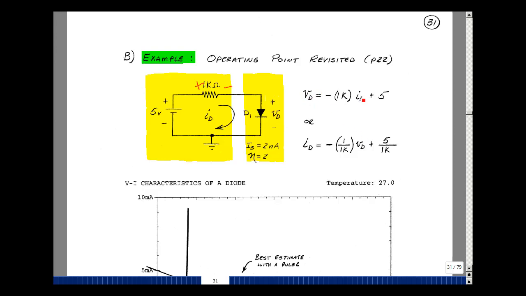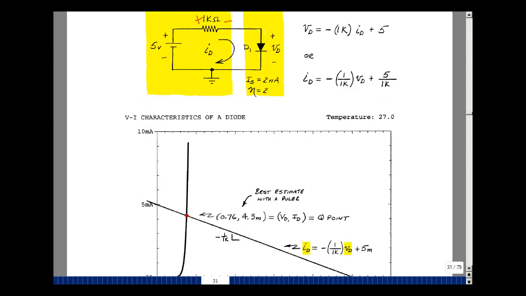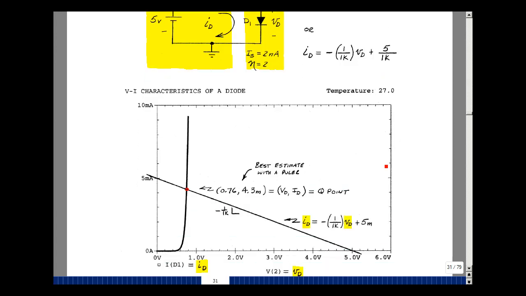So let's solve this equation for I sub d. Put this on the other side of the equation as a plus 1K times I sub d. Bring this over here as a minus V sub d and then divide by 1K. And again, we have the equation of a straight line. Now with SPICE, for eta equal to 2 and I sub s equal to 2 nanoamps, we had this graph.